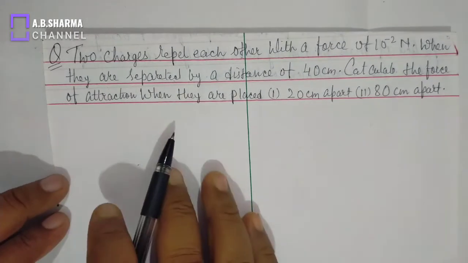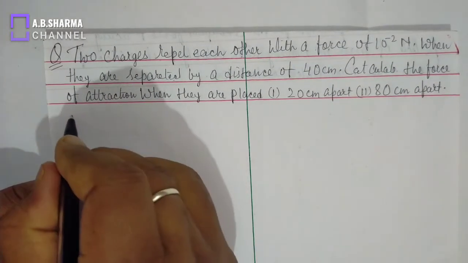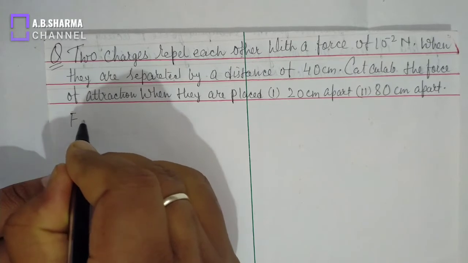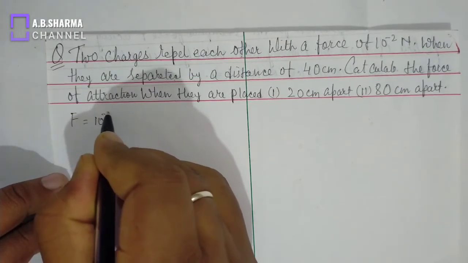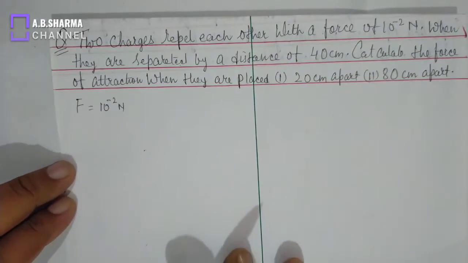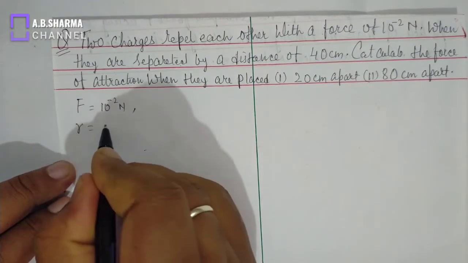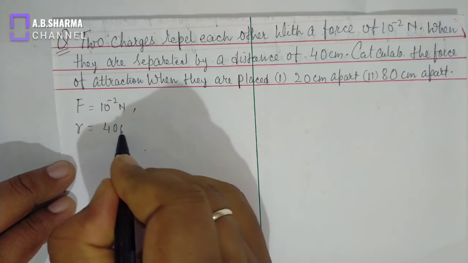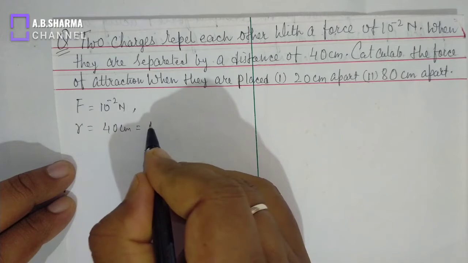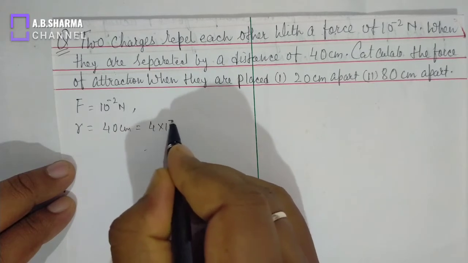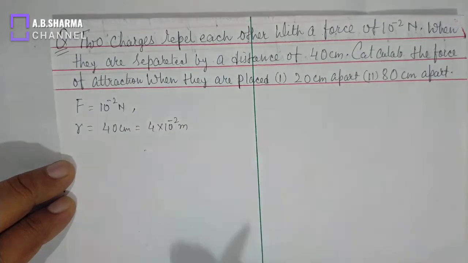Okay, so what is given? Force is given here. Force is how much? This is 10 to the power minus 2 Newton, and distance is given. Distance R is 40 centimeter. 40 centimeter equals 4 into 10 to the power minus 2 meter.